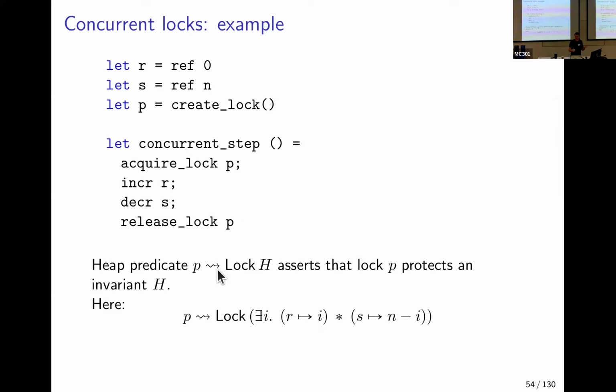So you introduce a new heap predicate, p points to lock of H, that says that p protects this resource H. It could be a footprint in memory, but we're in a separation logic, so we can say more than this. We could say that p protects r and s, but also that the values stored in r and s are related by this logical thing: r points to i, s points to n minus i. Every time you call this function, you would acquire the lock, reason about i, increment and decrement, change the i and maintain the lock. I have actually rules. Yes, okay.